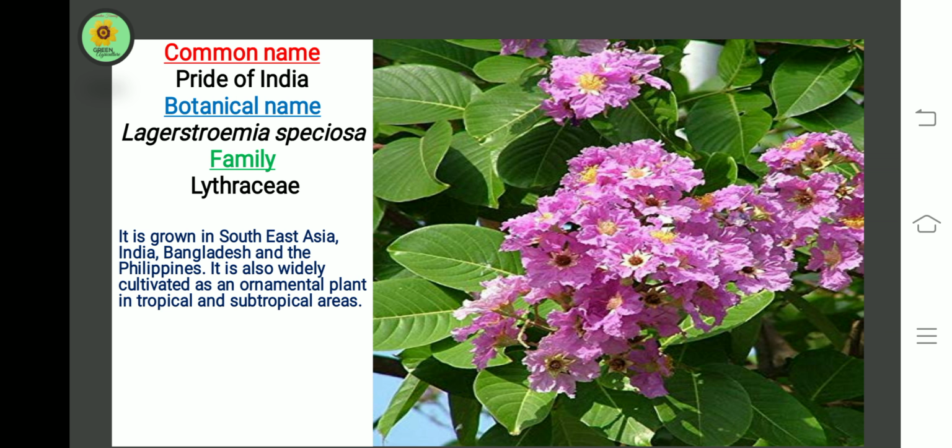Next tree is Pride of India. Botanical name is Lagerstroemia speciosa. Belongs to family Lythraceae. It is grown in Southeast Asia, India, Bangladesh and the Philippines. It is also widely cultivated as an ornamental plant in tropical and subtropical areas.